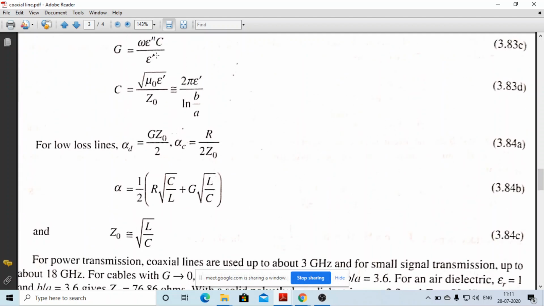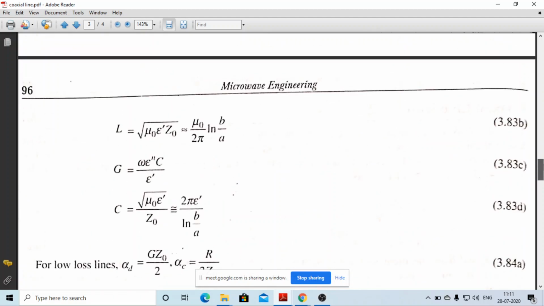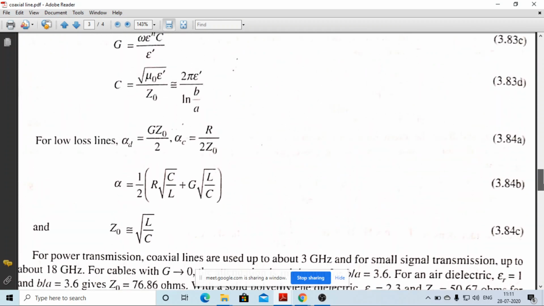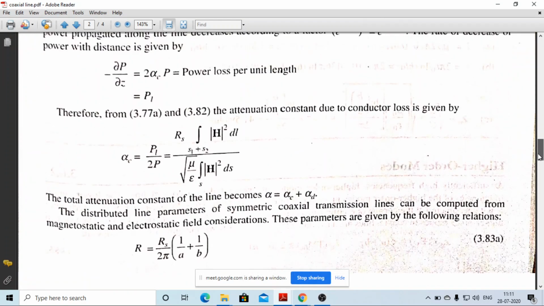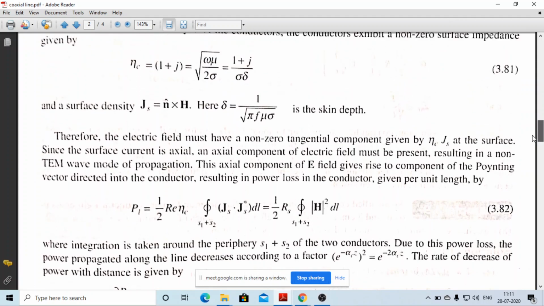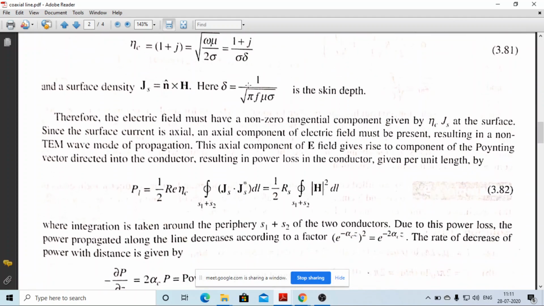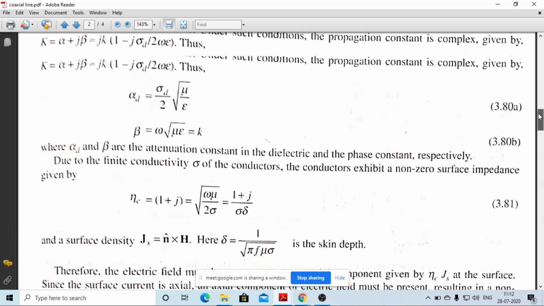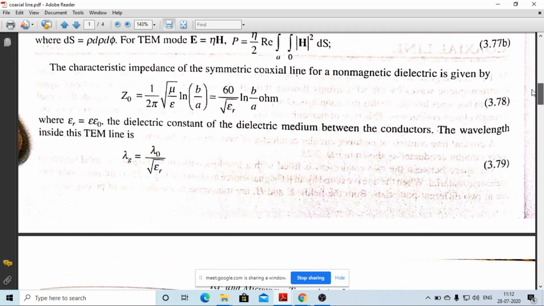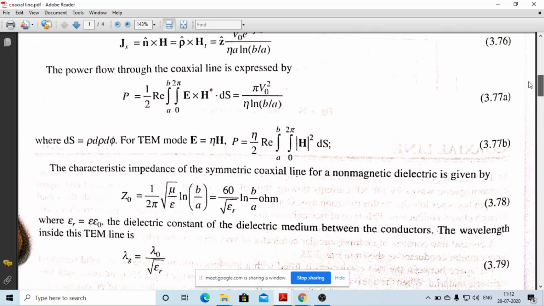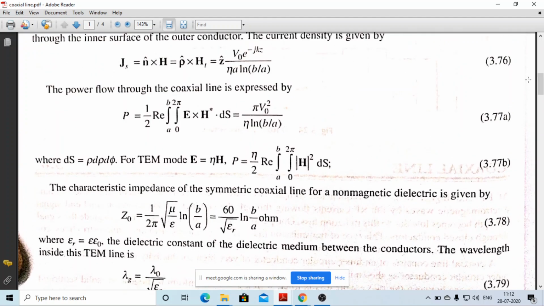These are equations 3.84, 3.82, 3.83, B, C, and this one. This is the important formula. So there are three formulas, and this is the power formula. The power is given, and you can also remember this skin depth formula, 1 upon under root pi f mu and conductivity, and this is your power formula, pi v naught square eta ln b by a.